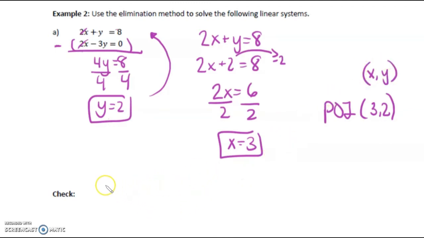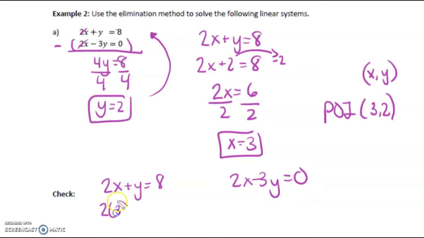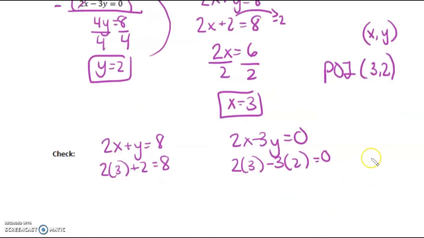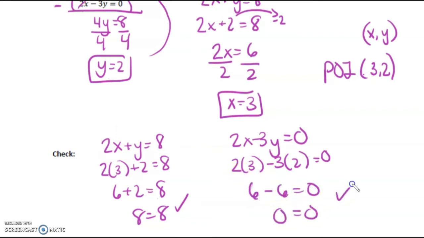Now, in order to check, we actually have to check both equations, and this is how we do it. So we write out both equations as they are, and we sub in 3 for x and 2 for y. Okay, and we get 6 plus 2 equals 8. 8 equals 8. Yes, it does. So this point of intersection satisfies the first equation. Now, 6 minus 6 equals 0. 0 equals 0. This point of intersection satisfies the second equation.